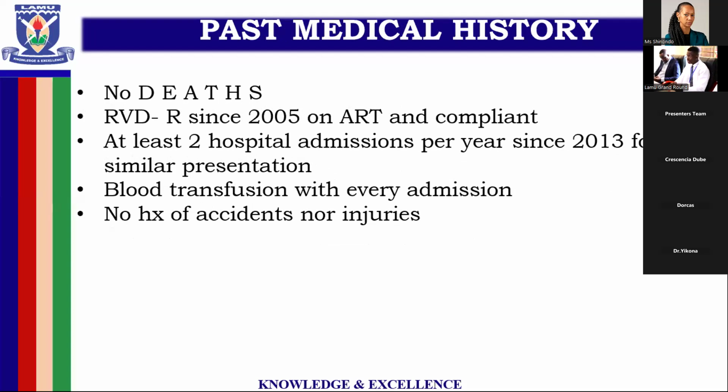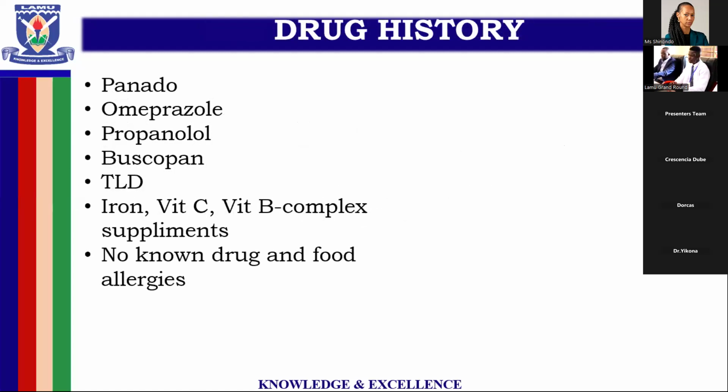Past medical history: he has had no history of diabetes, epilepsy, asthma, TB, hypertension, or sickle cell. This is a retroviral disease patient who has been reactive since 2005. He has been on ART and compliant. There have been at least two hospital admissions per year since 2018 for a similar presentation. He usually receives blood with every admission, and there has been no history of accidents or injuries.